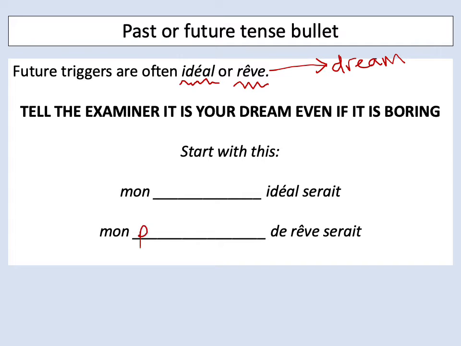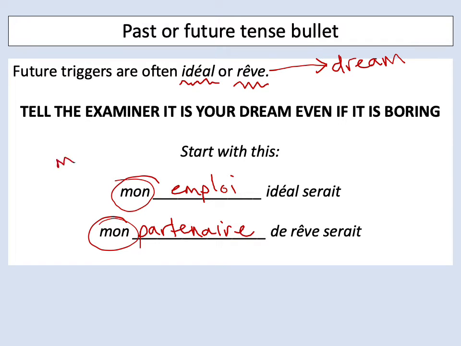So you could say my dream partner, mon partenaire de rêve serait, and then, I don't know, mon emploi, my ideal job. I've just done those with mon. If you know enough with your gender to do ma, if it's a feminine thing, then brilliant. But this is about shaping your answer without thinking too much about gender and things like that. So if you can do it, brilliant. But let's just keep it really solid and making those links between the answer and what the mark scheme needs you to do.